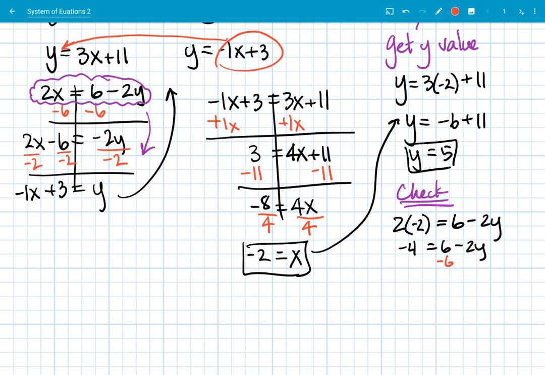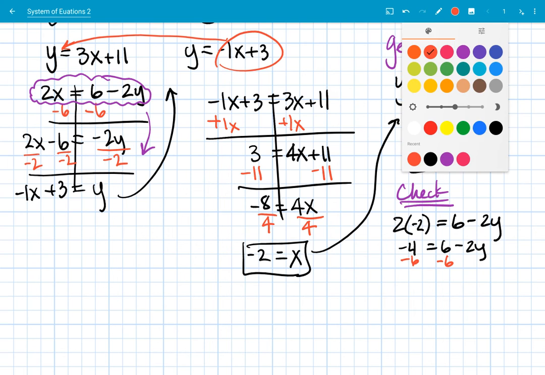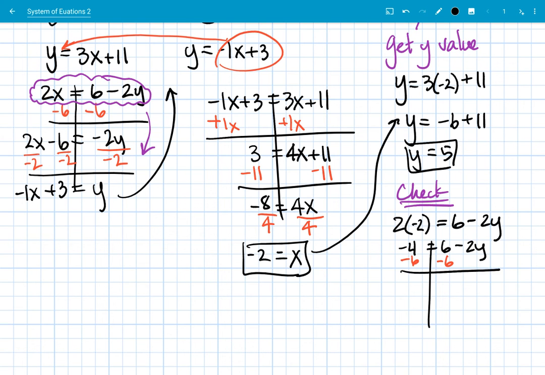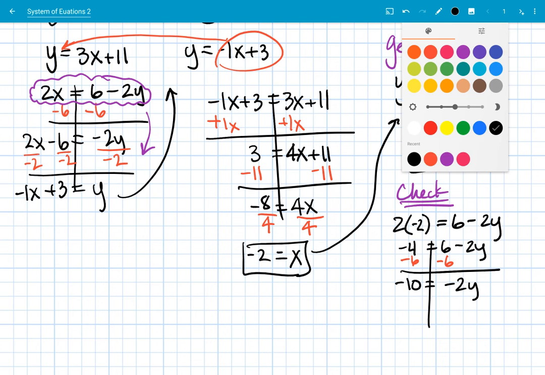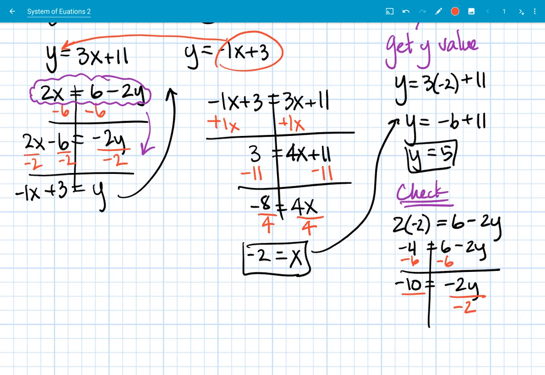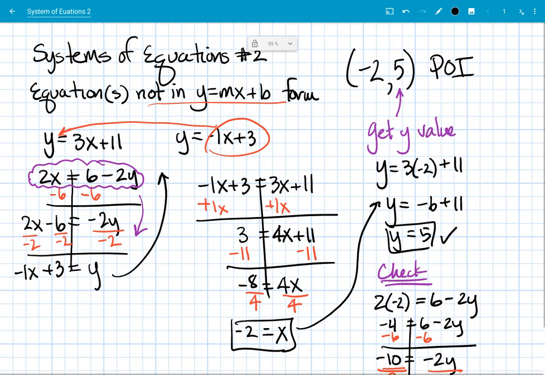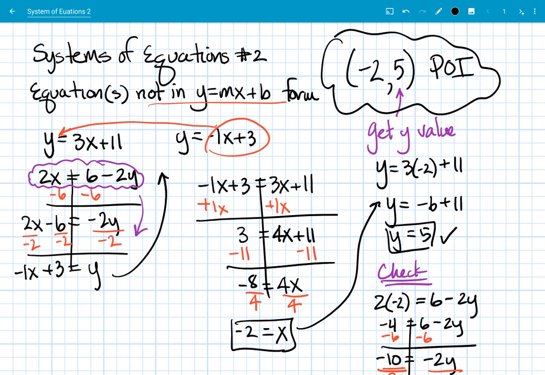Now I'm going to subtract the 6. Gets me negative 2y equals negative 10. And we'll divide by negative 2. And that one's not cooperating again. Let's undo that and try that again. Divide by negative 2. It's kind of laggy. So that gets me that y is 5, which checks. So now we know that this is the correct point of intersection.